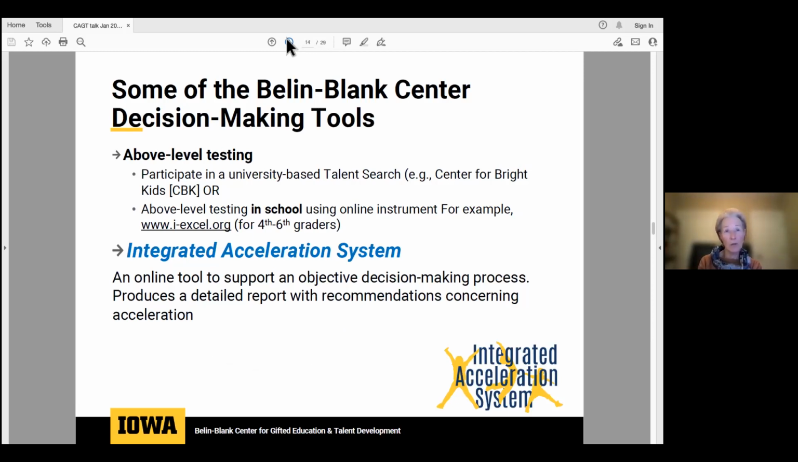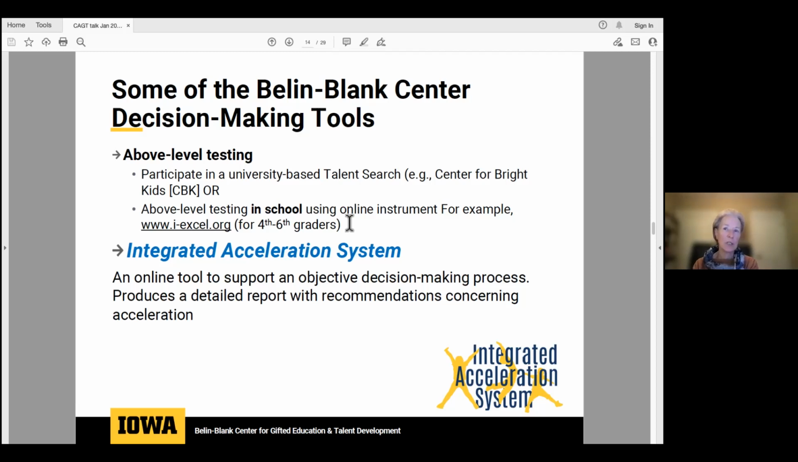But you can also get information about above-level testing in school using an online instrument that we developed, and that's the iExcel. It's something that we developed for 4th through 6th graders. Above-level testing is really helpful when it comes to making decisions about content acceleration. iExcel, for example, tests students above grade level. We use an 8th grade test for 4th through 6th graders, and it gives you information about reading, math, English, and science.